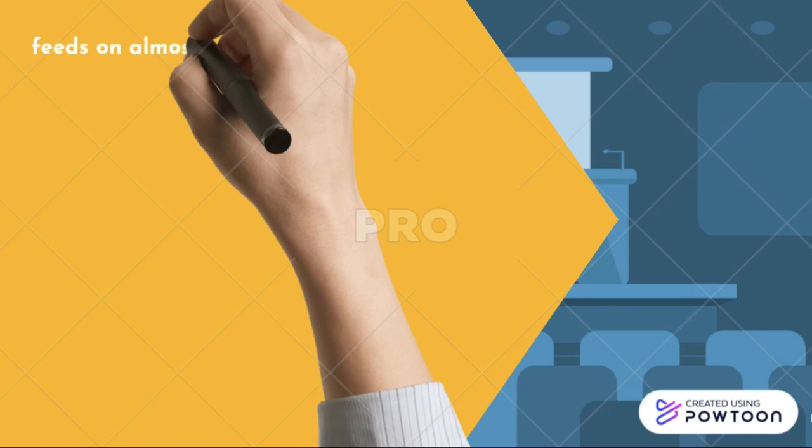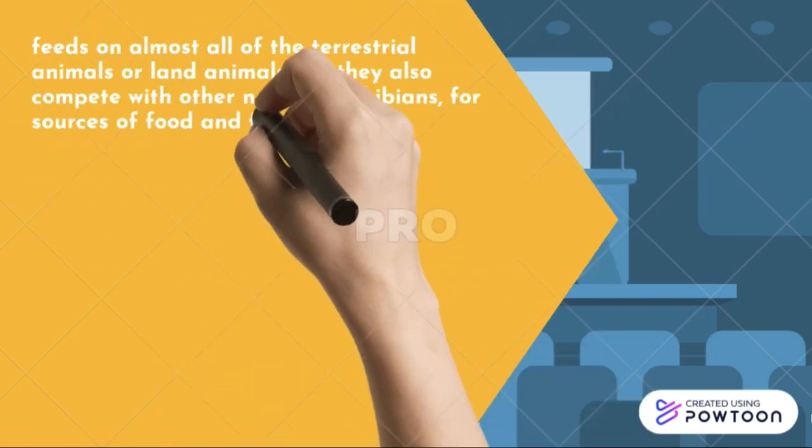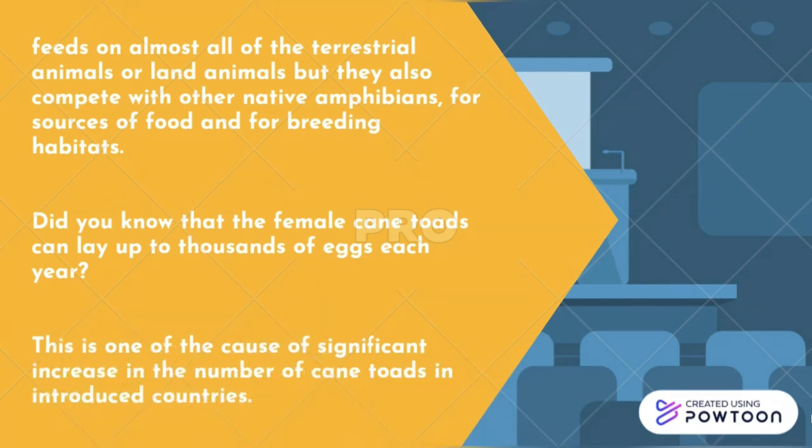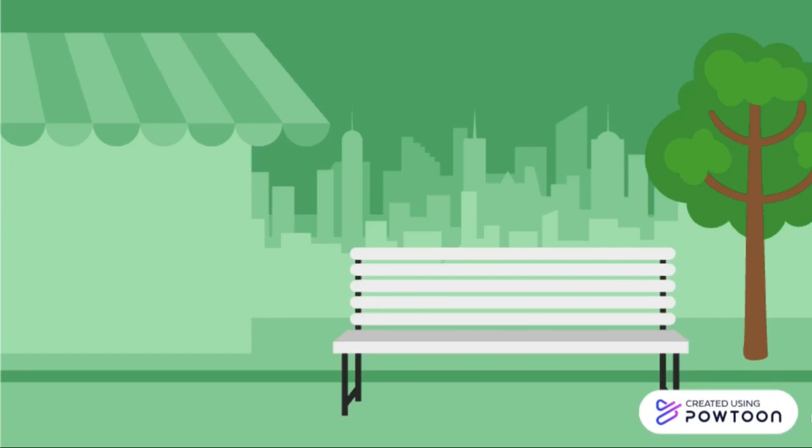Cane toads feed on almost all terrestrial animals or land animals, but they also compete with native amphibians for sources of food and breeding habitats. Did you know that the female cane toad can lay up to 1,000 eggs each year? This is one of the causes of the significant increase in the number of cane toads in introduced countries.